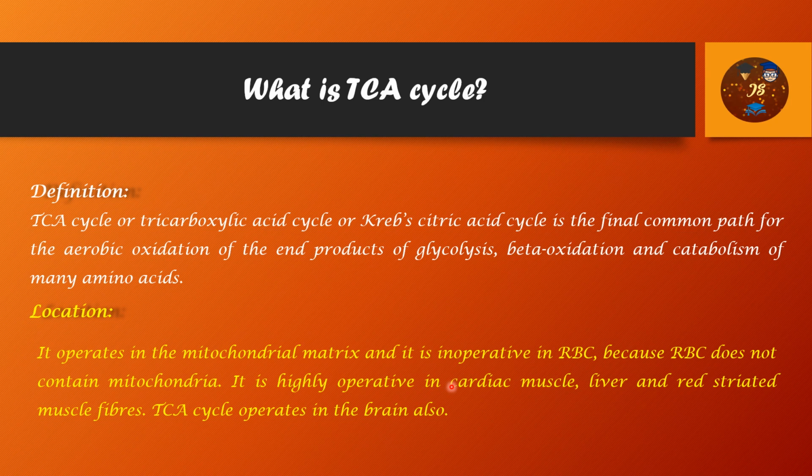It is highly operative in cardiac muscle, liver and red striated muscle fibers. The TCA cycle operates in the brain also. So apart from RBC, in almost all the important organs like cardiac muscle, liver, red striated muscle fibers and brain, the TCA cycle is operative in nature.